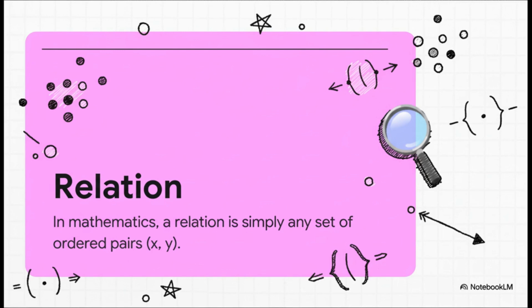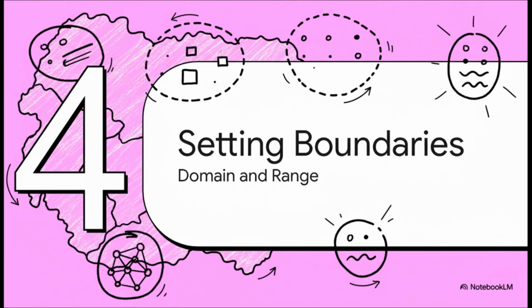And that's the whole secret. That's the big definition. In math, a relation is just any collection, any set of these ordered pairs. It's a bunch of points, a list of connections. Seriously, that's it. It's that straightforward. Okay, but with any relation, we usually want to know its limits. Where does it exist on our map? What are its boundaries? We need a way to talk about that precisely.